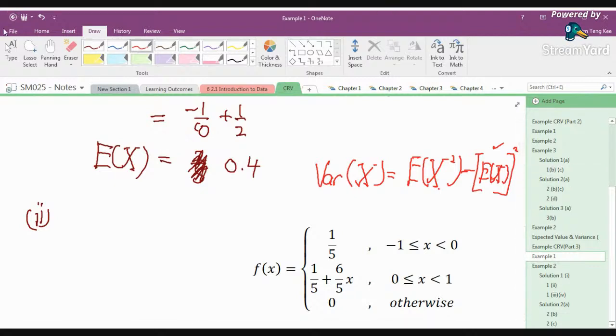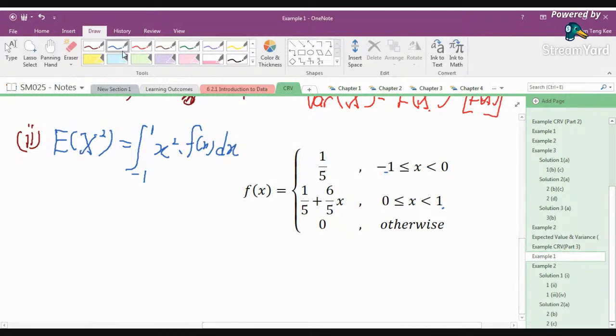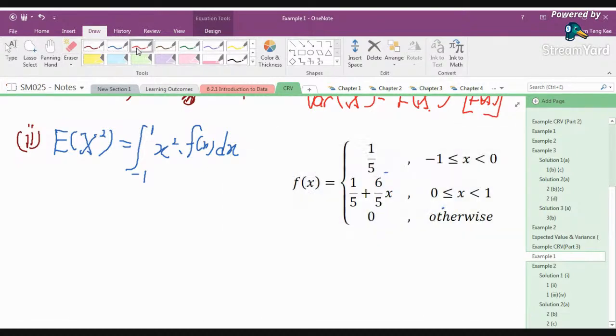In order to get the EX squared, I want my EX squared to equal the integral from -1 to 1. Again, the smallest and the largest x you can see, -1 to 1. Now this time I want x squared multiplied with fx. Instead of having fx, I multiply with x squared, and as a result here is x squared, x to the power of 3.